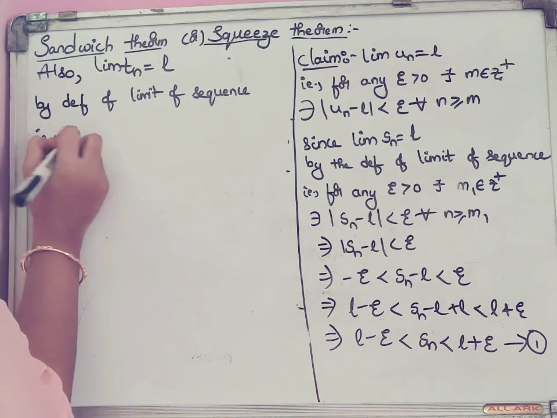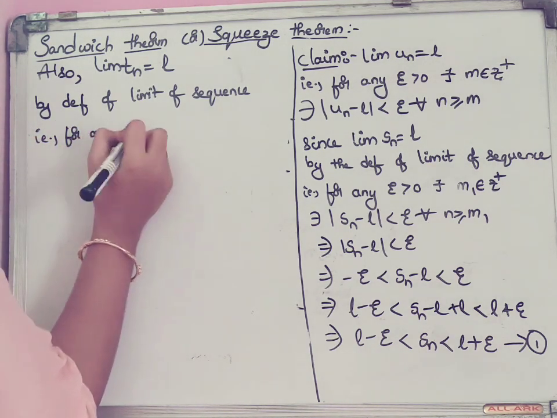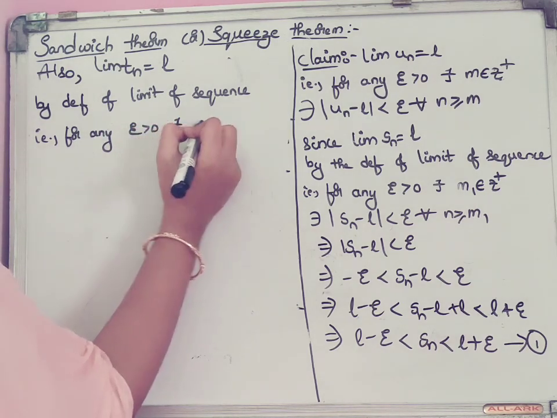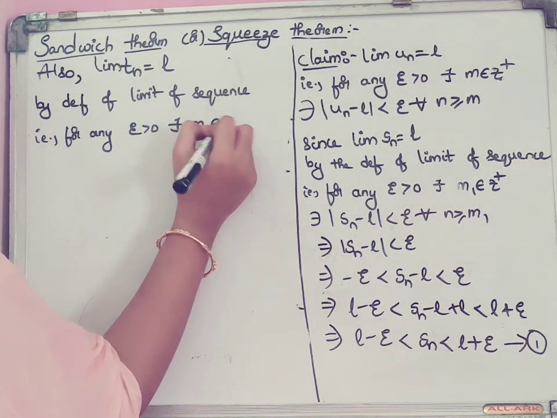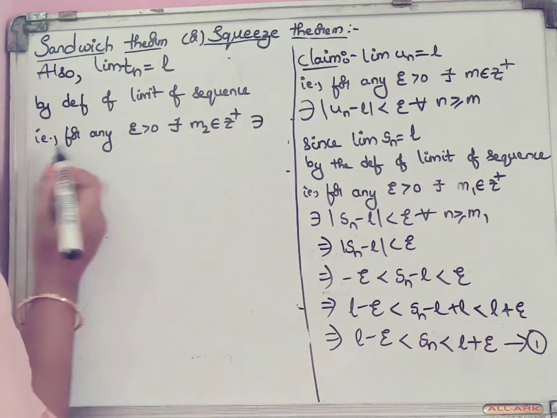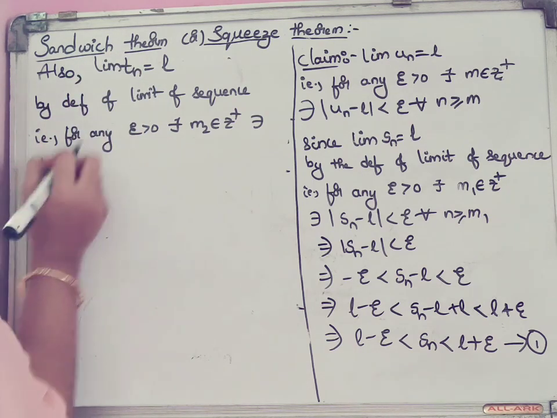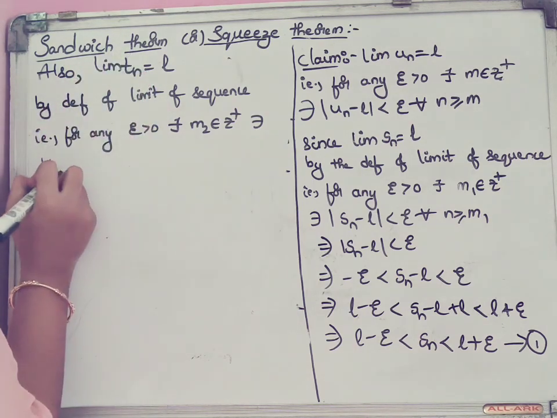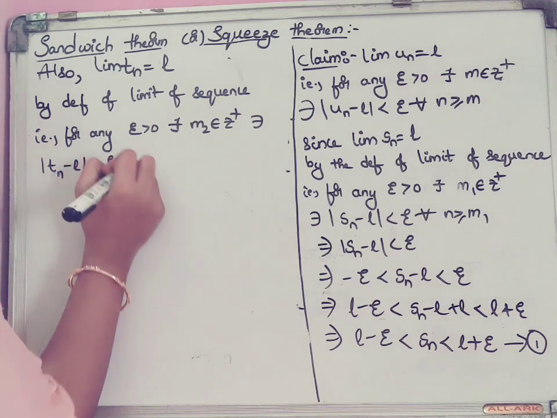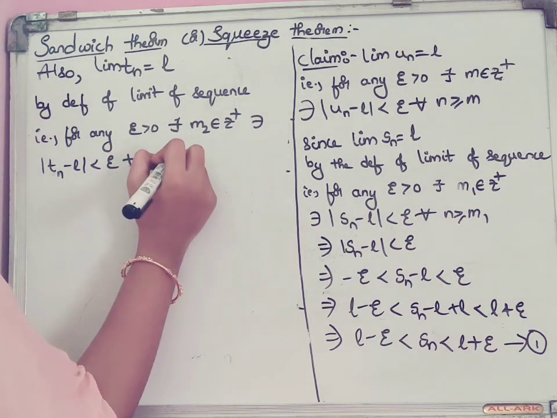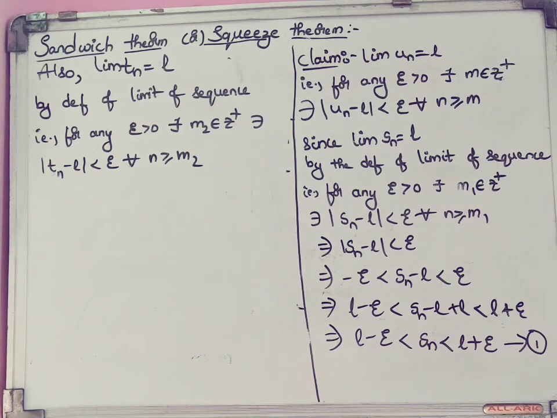for any epsilon greater than 0, there exists a positive integer m2 belonging to Z plus such that mod Tn minus L less than epsilon for all n greater than or equal to m2. Again what we used here? Limit of a sequence definition. So for these definitions you must and should watch my previous videos. Then it is easy to understand.